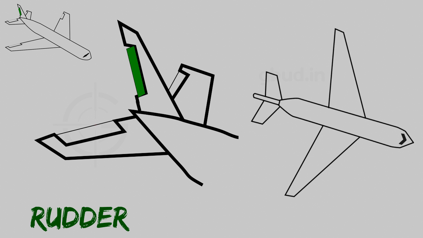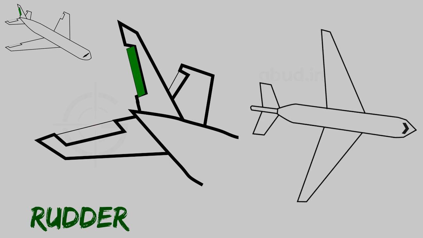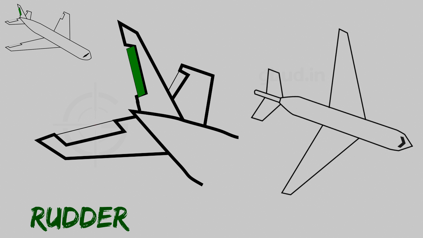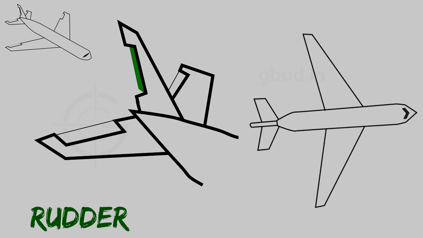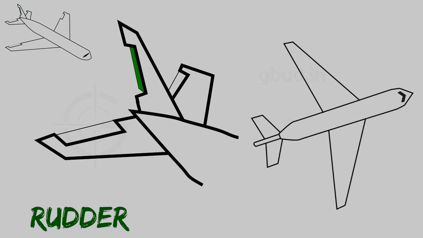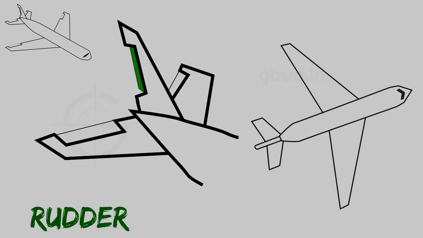Similarly, to turn left or right, which is called yawing of an aircraft, the control surface on the vertical tail, which is called rudder, is used. When the rudder is turned towards the right or starboard side, the aircraft will turn towards right. When the rudder is deflected towards left or port side, the aircraft will turn left.